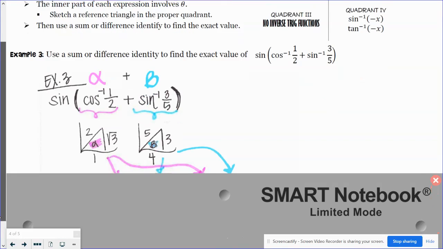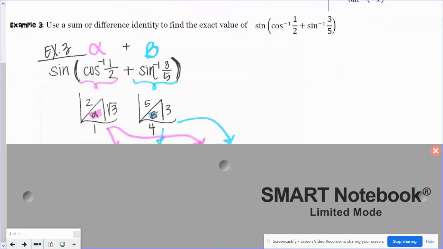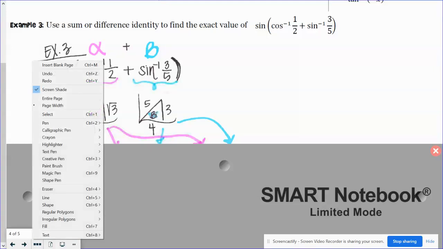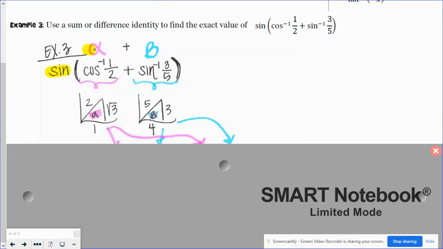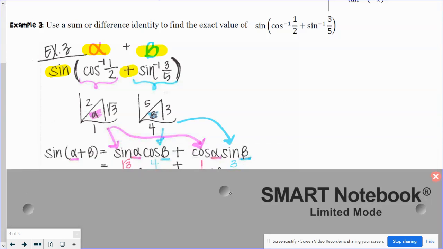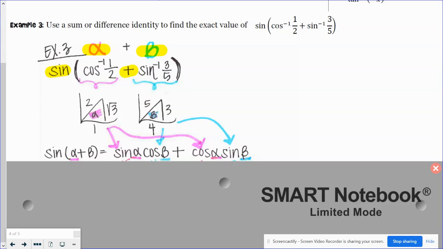So here are my two triangles. I drew the cosine inverse of 1/2, representing alpha. Sine inverse of 3/5 is beta. And I am finding sine of alpha plus beta. And sine of alpha plus beta looks like this. That's my formula. Not doing anything fancy there. I just wrote the formula down.